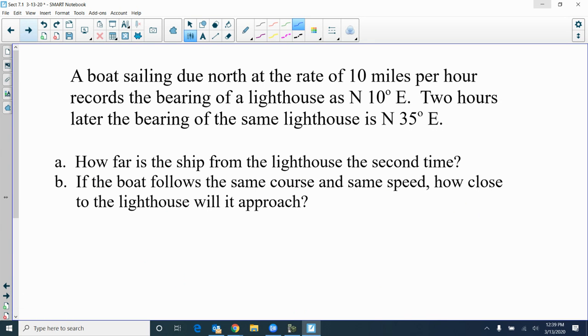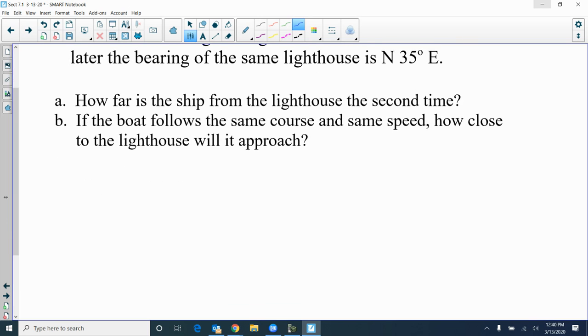I'm not going to go through it, but this is something you need to be familiar with. A boat sailing due north at a rate of 10 miles per hour records the bearing of a lighthouse as north 10 degrees east. So where's that lighthouse? If you want to think in terms of quadrants, let's pretend you are right here at the origin and you see it north 10 degrees east. So it's somewhere out here, and that angle is going to be 10 degrees.